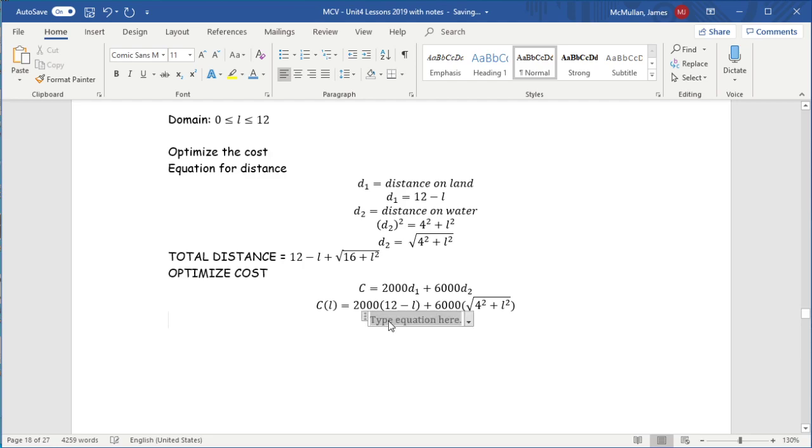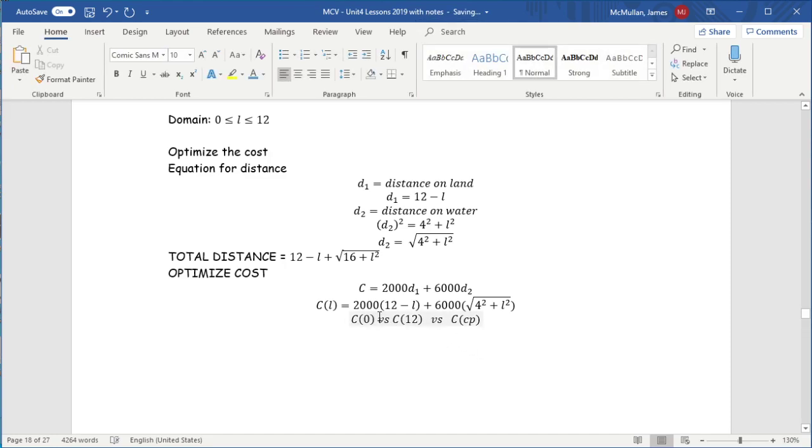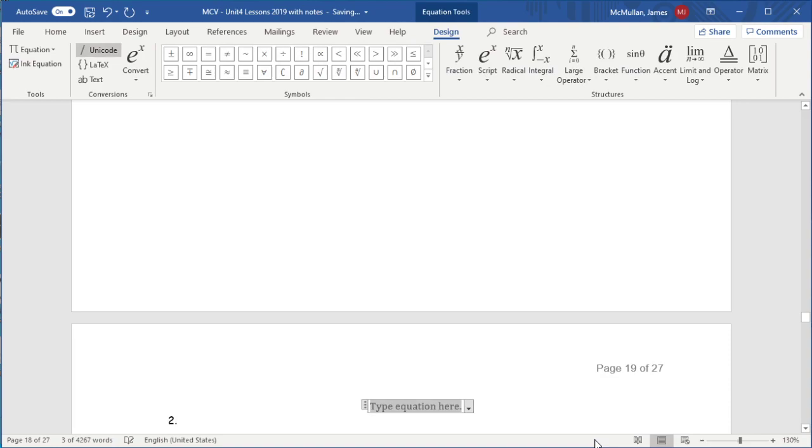Again, this is a closed interval, so I should compare C(0) versus C(12) versus C of any critical point, right? That's the same thing that we were doing in the past whenever we saw a closed interval. So let's quickly calculate C(0).